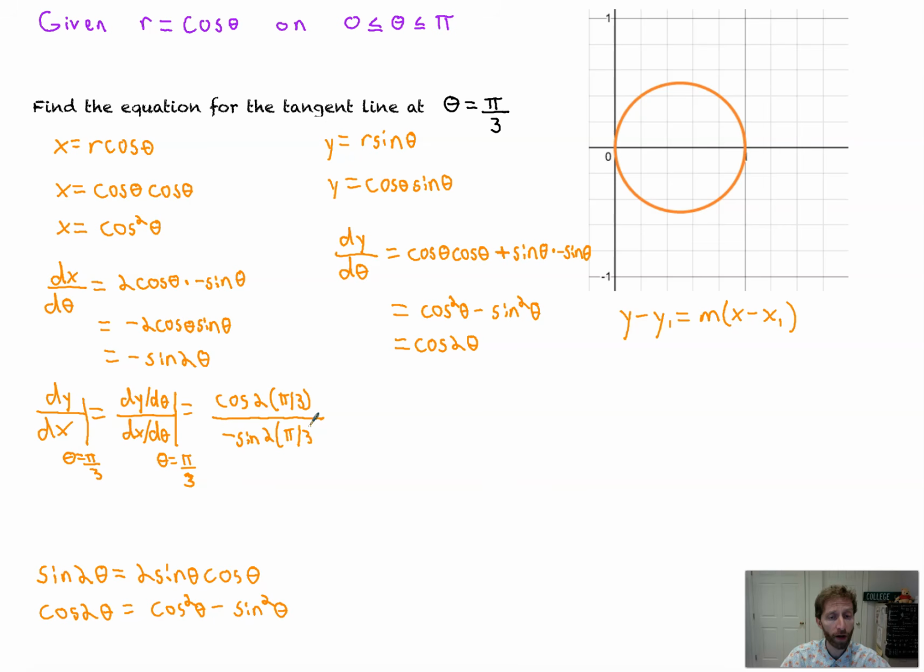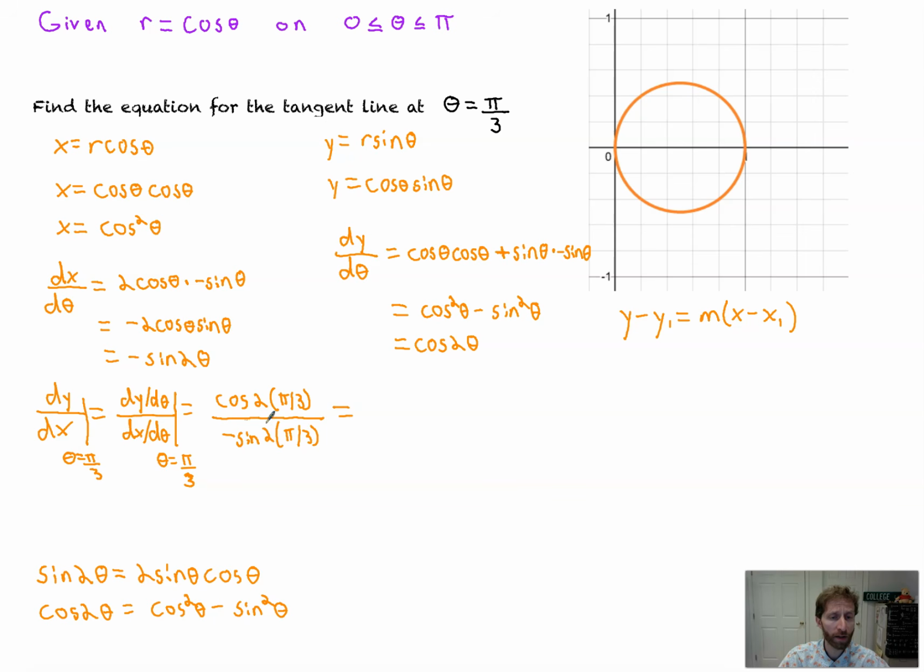And I want to be very clear. You do not need to know these steps or those identities. You could have done cosine squared of pi over 3 minus sine squared of pi over 3 over minus 2 cosine pi over 3 sine of pi over 3. That will get you the same answer that we're going to get here. I just think that this is easier to do it this way if we can use those identities. You don't have to though.